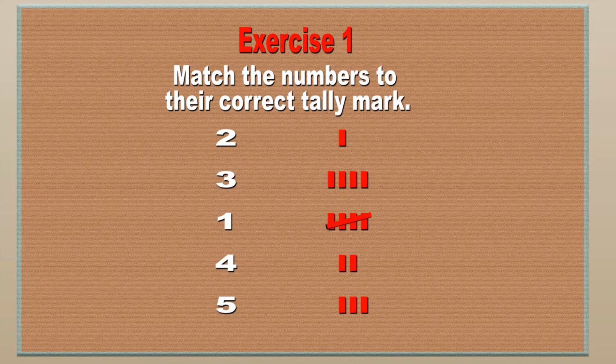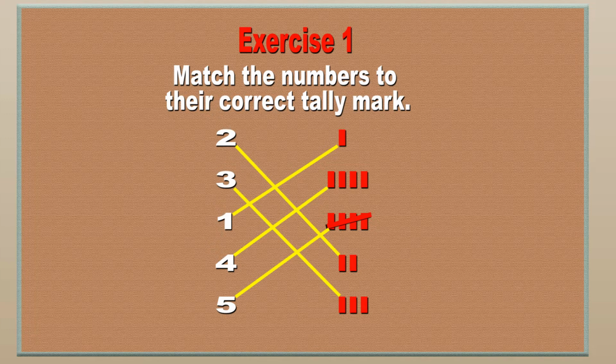Let's verify your answer, boys and girls. For the first activity, you were asked to match the numbers to their correct tally mark. So here we have the first number is numeral 2, and the tally mark for numeral 2 is 2 vertical lines. Then the tally mark for number 3 is 3 vertical lines. Next, the tally mark for numeral 1 is 1 vertical line, while the tally mark for numeral 4 is 4 vertical lines. And finally, for numeral 5, the tally mark is 4 vertical lines and 1 diagonal line across them.